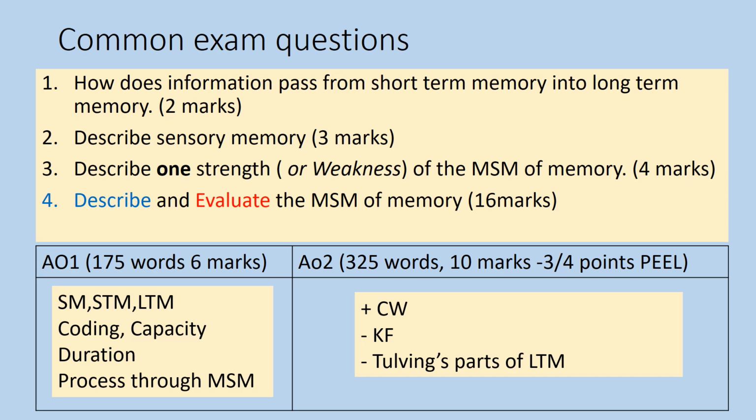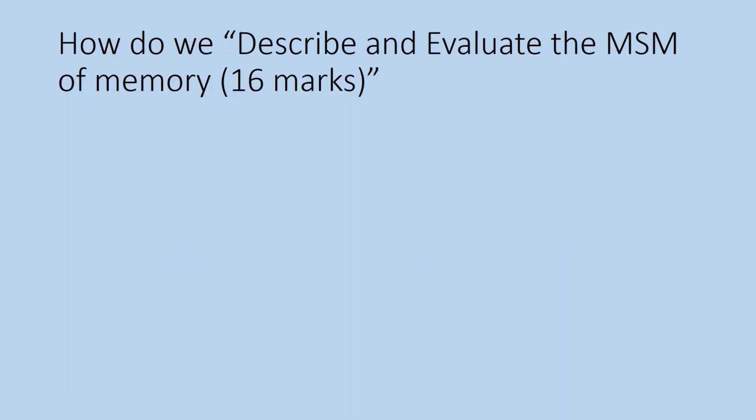Tulving goes through also and breaks down the different parts of the long-term memory. He talks about procedural, episodic, semantic, and he shows the different ways of doing things. And so that's something that this theory misses. And as such, this theory is not yet as developed as it needs to be. Okay, so that is my plan for the 16 marker. Let's have a quick scroll through on to the next bit.